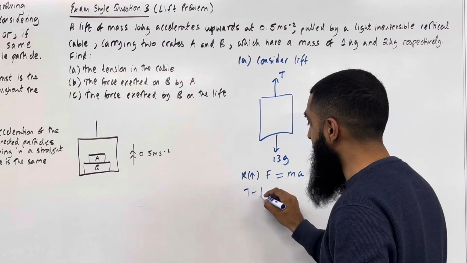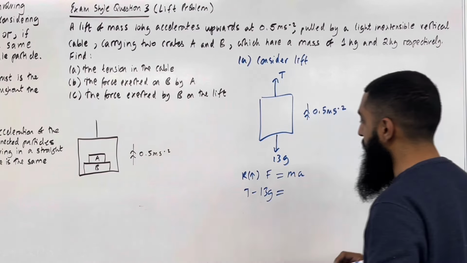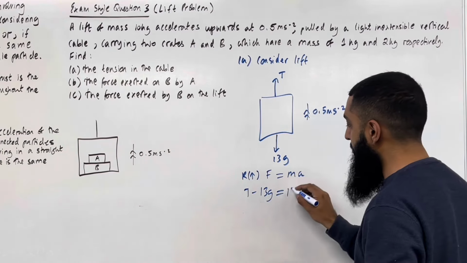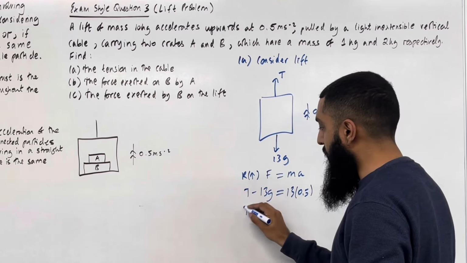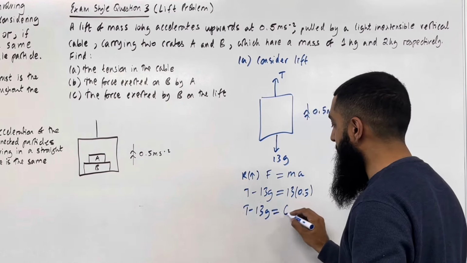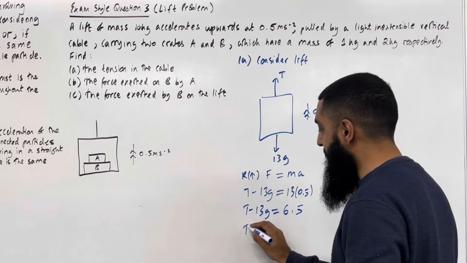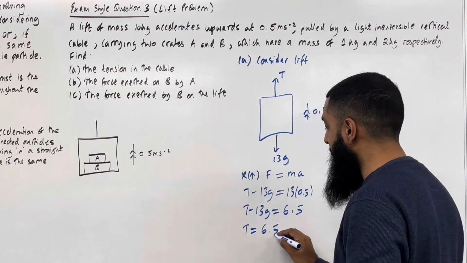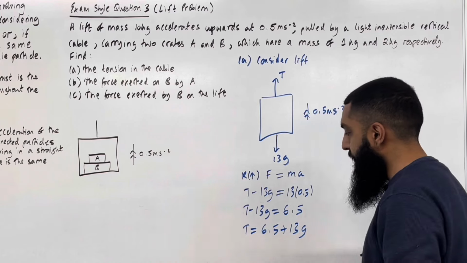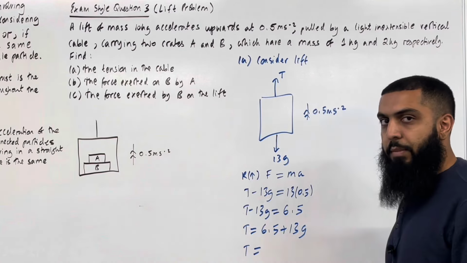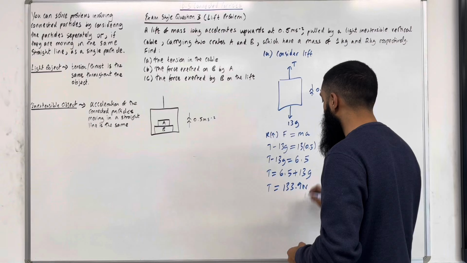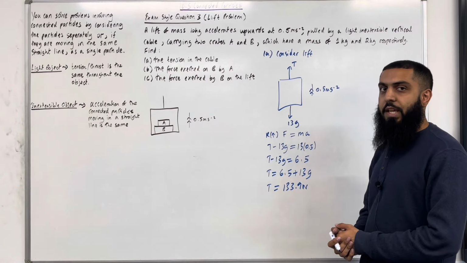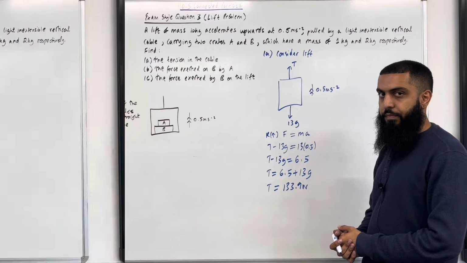So we have T minus 13g equal to the combined mass, which is 13, multiplied by the acceleration, which is 0.5. So we have T minus 13g is equal to 6.5. Hence T is equal to 6.5 plus 13g. So if I substitute g equals 9.8, I get T equal to 133.9 newtons. This completes part A of exam style question 3.